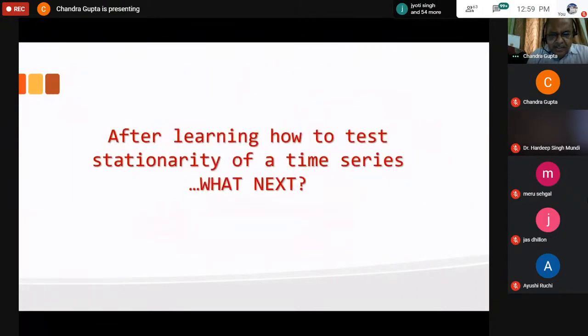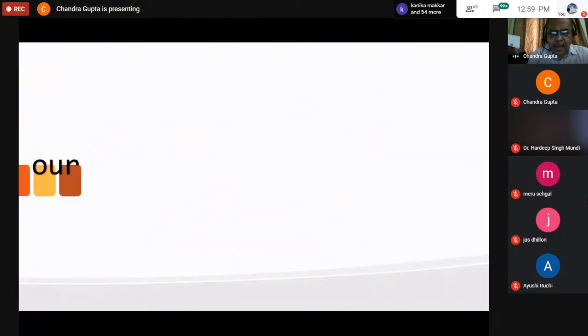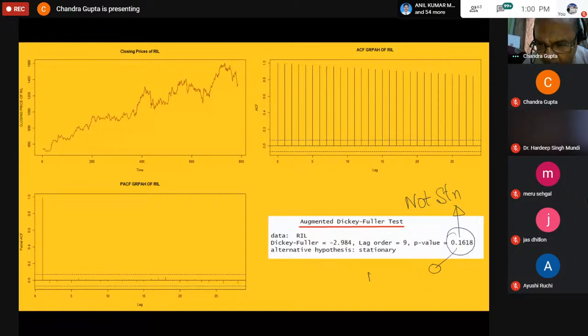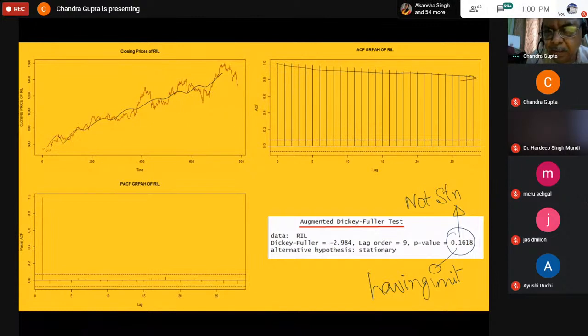After learning how to test the stationarity of a time series, let's see what is the next thing we are going to talk about. Time to check our understanding. Augmented Dickey-Fuller test p-value is this. The series is showing it is not stationary, having unit root. See the trend, and it's not fading out, carries memory, and therefore the series is not a stationary series.